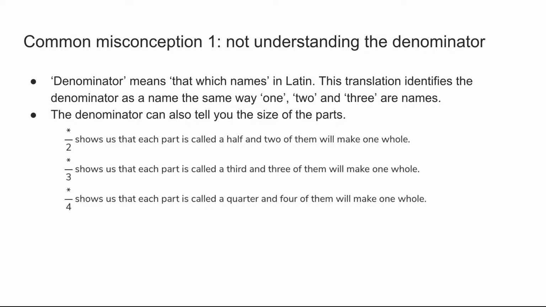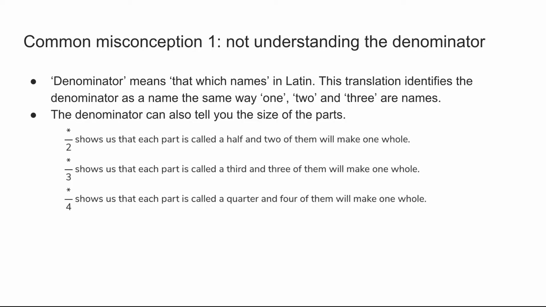The first misconception we're going to talk about is not understanding the denominator. If they have a firm understanding of the denominator, they will reduce their misconceptions about fractions so much more. So what does a denominator mean? It means "that which names" in Latin. So that translation identifies the denominator as a name, just like 1, 2, and 3 are the names, right?